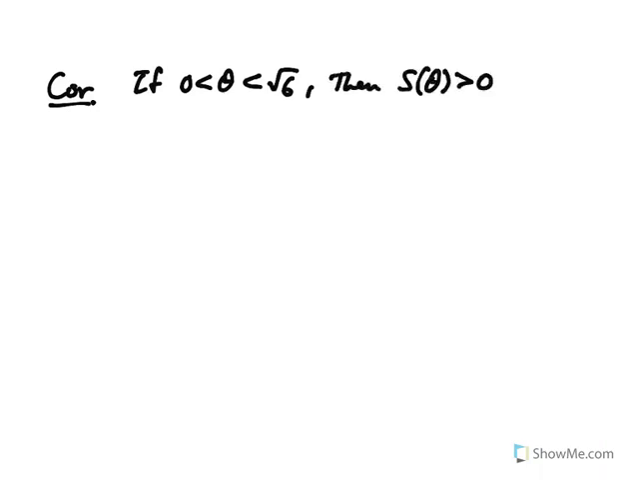Good. Okay, and then another thing that follows from it, also as a corollary, is that if theta is positive and less than root 6, it so happens, then S of theta is definitely positive. Now, I want to just say one thing. This S function is going to be the sine function. It's going to turn out.